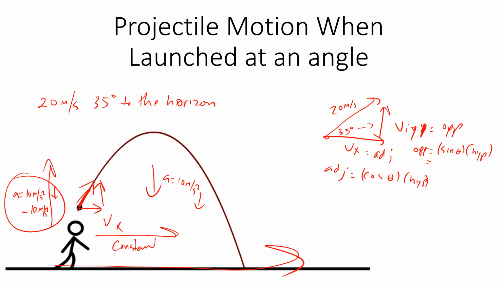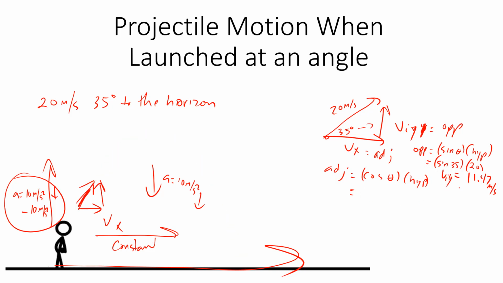So our initial y is sine of 35 times 20. Make sure your calculators are in degrees and not radians, which mine is. Sine of 35 times 20 gives an initial y component of 11.47 meters per second. That's our Viy in our givens. For most problems they could be worded funny, where we might use it somewhere else.